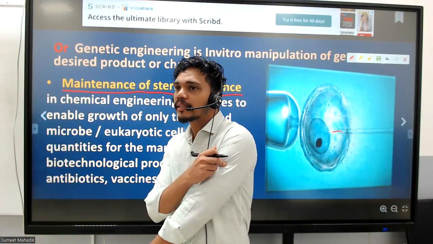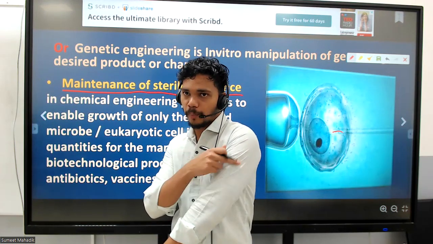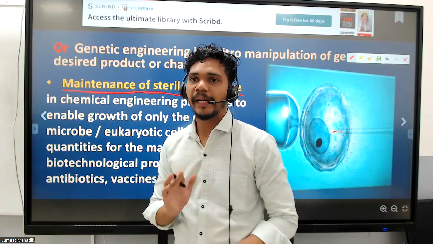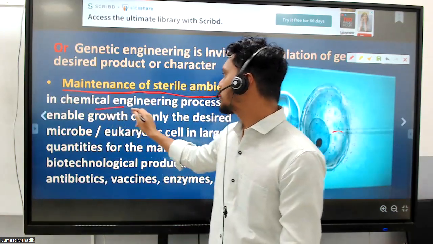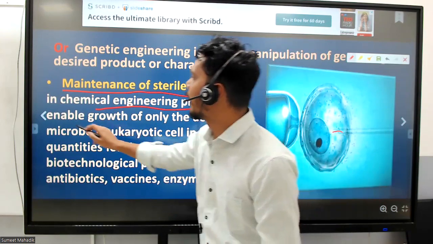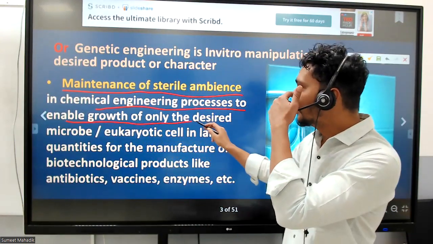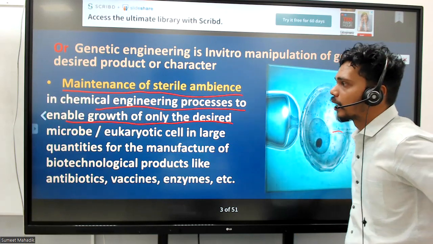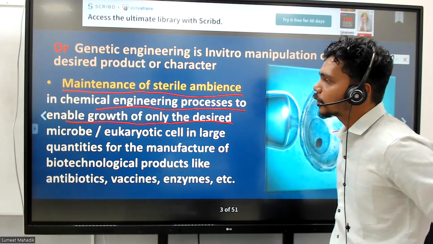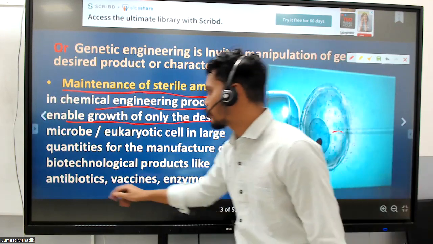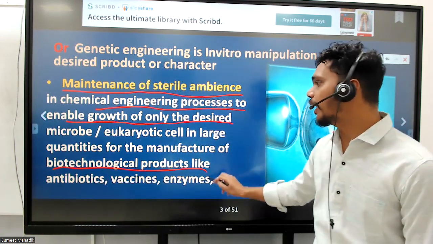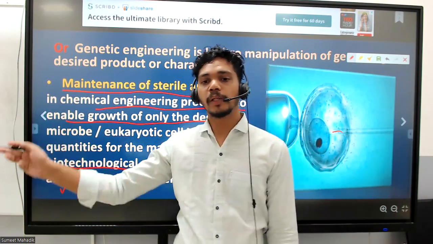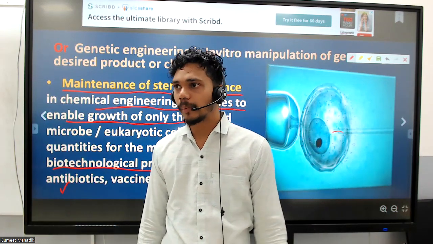Because piercing will be there in the skin, other microbes present on the skin can go inside and create a problem, right? So maintenance has to be there. So in chemical engineering process, to enable growth of only the desired microbes we want, that is the eukaryotic cell in large quantities for the manufacture of biotechnological products like antibiotics. Now if you want antibiotics, there should be no other incorporation, it will be problematic.